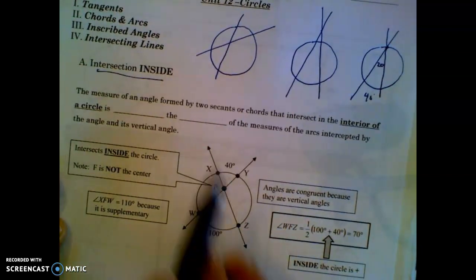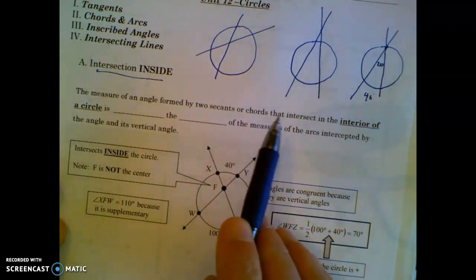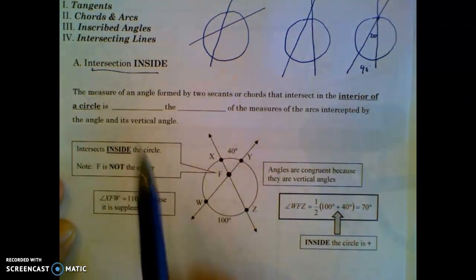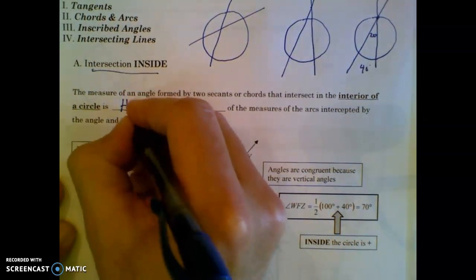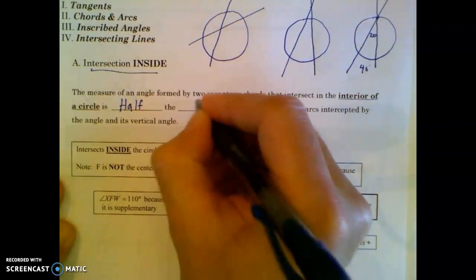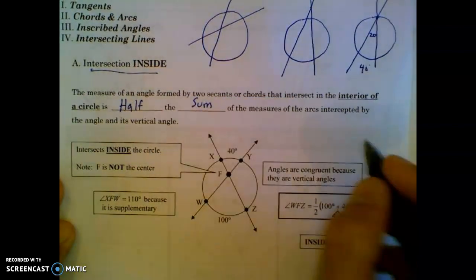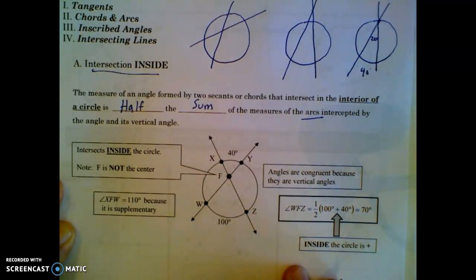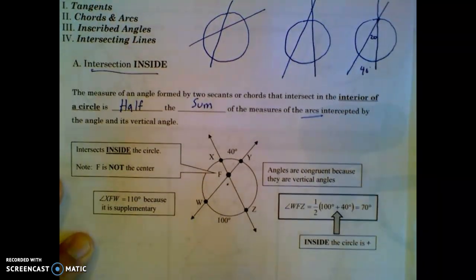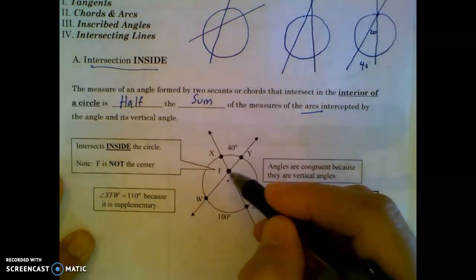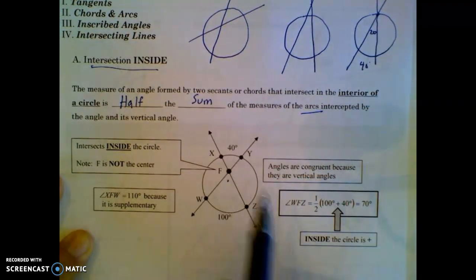It goes like this. It says the measure of an angle formed by two secants or chords that intersect in the interior of a circle is always going to be half the sum of the two arcs that are made, basically. So again, if I'm looking for this angle right here in the picture, the intersection's on the inside of the circle. It's going to be half the sum of the two arcs made.